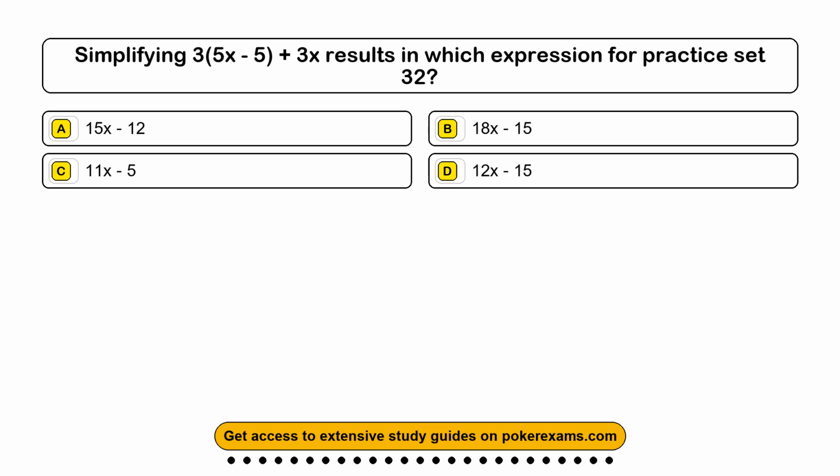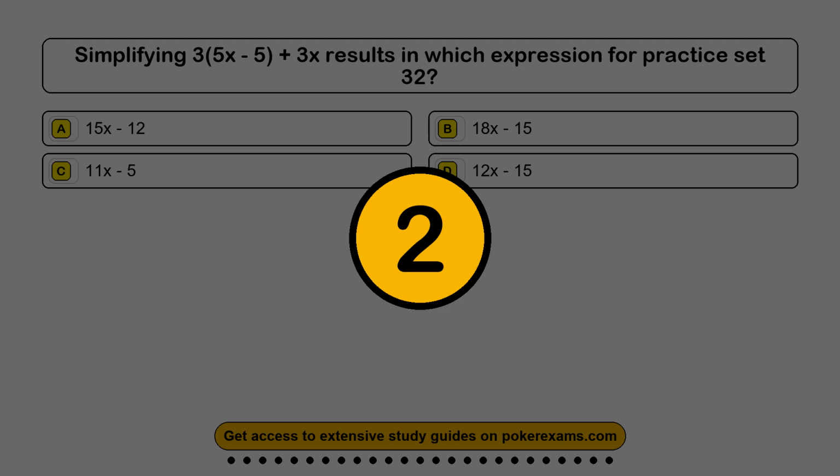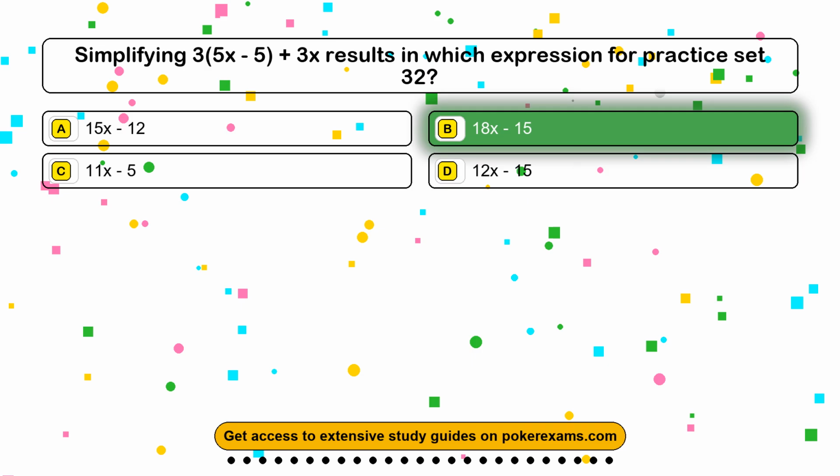Question 7. Simplifying 3(5x minus 5) plus 3x results in which expression for practice set 32? Option A, 15x minus 12. Option B, 18x minus 15. Option C, 11x minus 5. Option D, 12x minus 15. The correct answer is option B, 18x minus 15.